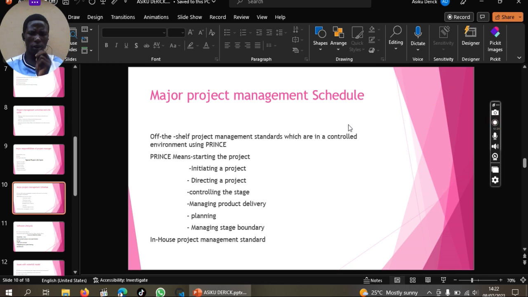Then the PRINCE means starting the project, initiating the project, directing the project, controlling the project, managing the project, managing the product delivery, planning, then managing the stage boundaries. All these are under the acronym PRINCE. That will help to do that. Then now the second one is in-house project management standard.